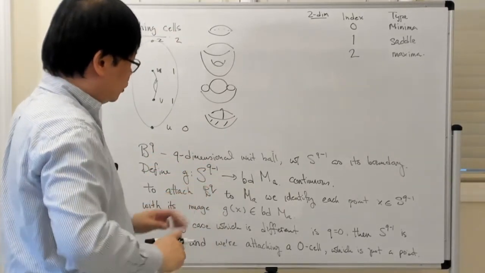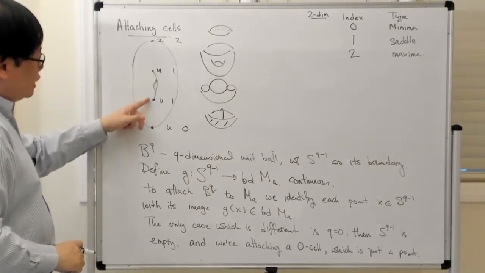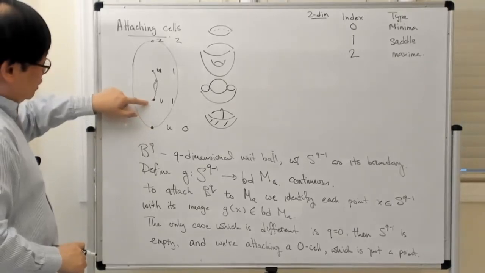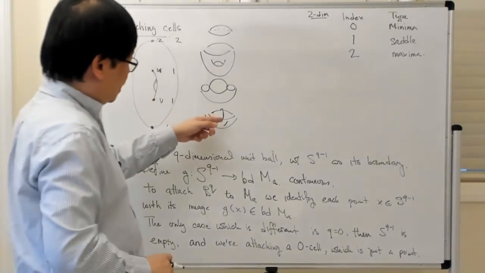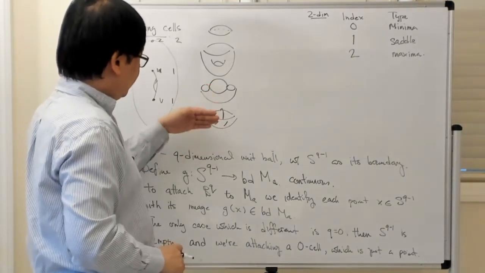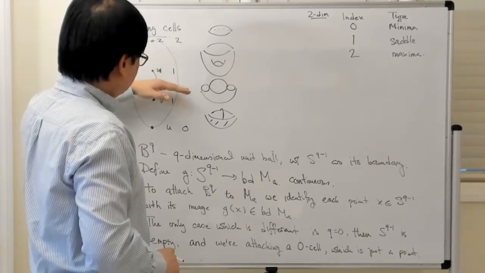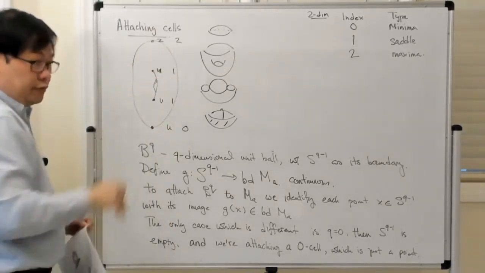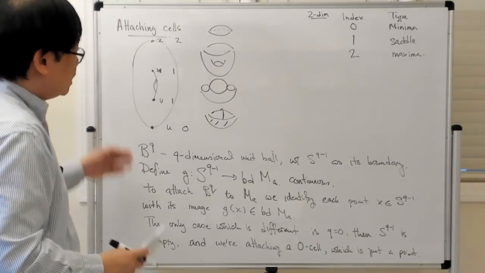So intuitively, that shows you how knowing the index of the critical points tells you what you're adding at every stage between these critical values. Okay, all right. Let me just stop here for now.